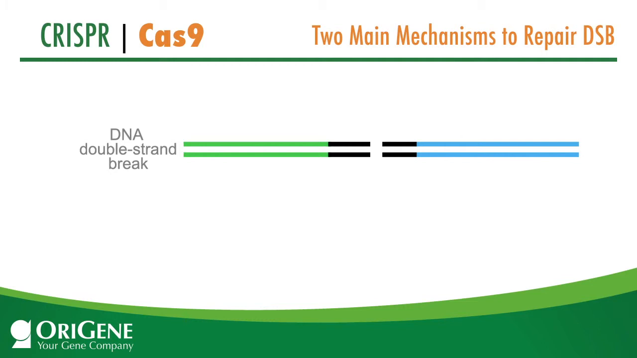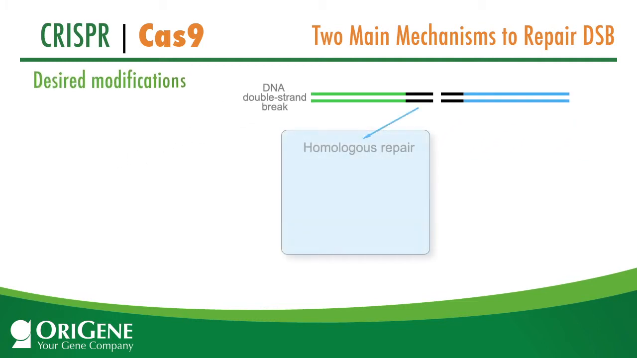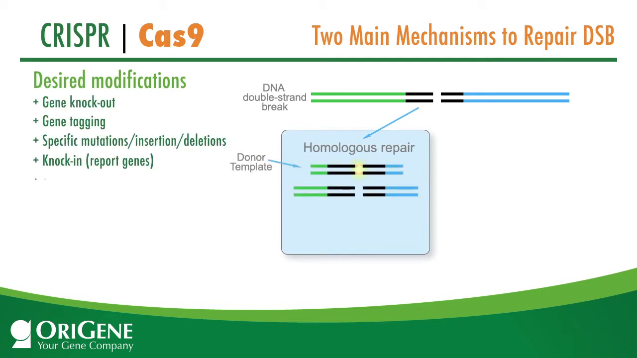Two types of editing are commonly used. Homologous recombination utilizes a repair template. The desired changes are flanked by left and right homologous arm sequences. Upon double crossover, the desired change is integrated into the genome. Applications include gene knockout, gene tagging, and site-specific mutagenesis.